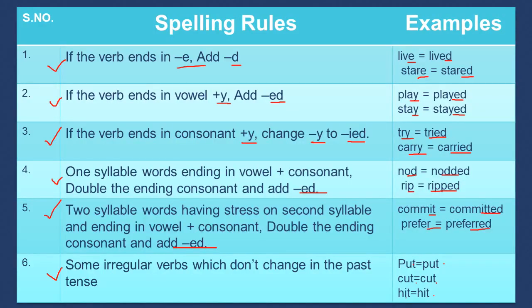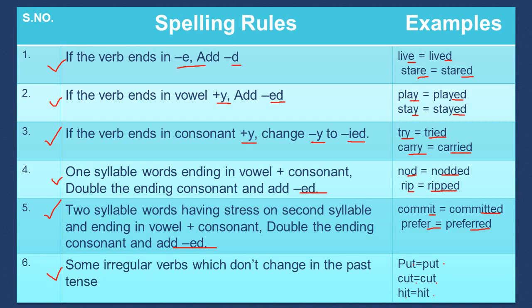Now we are going to do the spelling rules. If the verb ends in E, you just need to add D. For example, live, lived, stare, stared. If the verb ends in vowel plus Y, means if there is any vowel and Y at the end of the spelling, then we need to add ED. For example, stay, stayed, play, played.